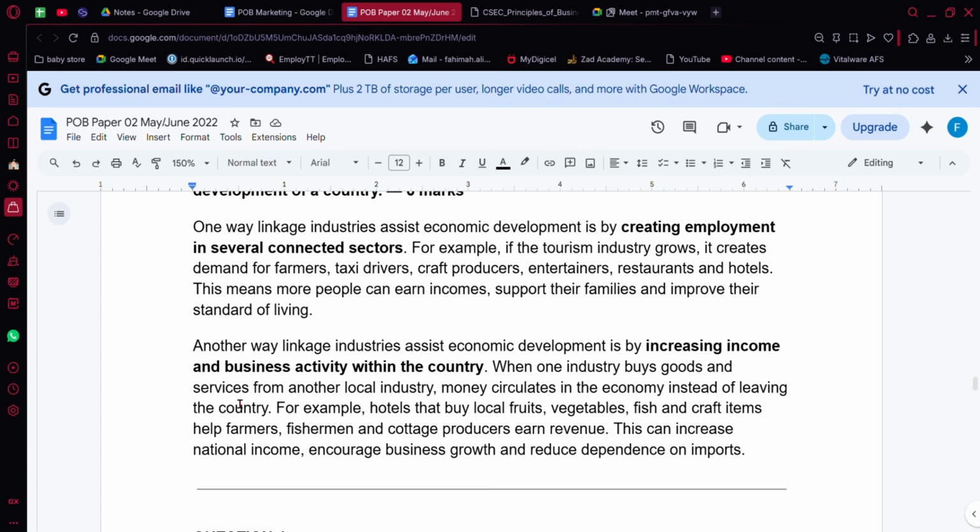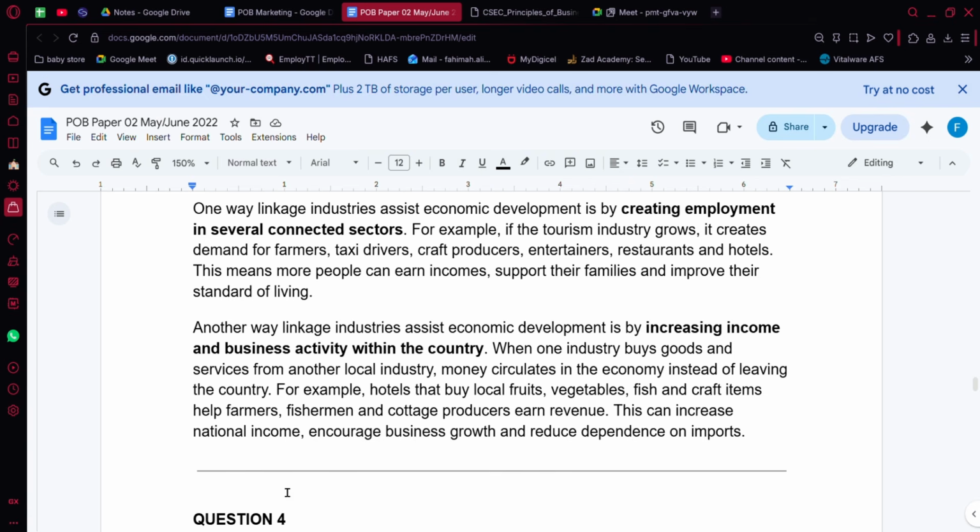Another way linkage industries assist economic development is by increasing income and business activity within the country. When one industry buys goods and services from another local industry, money circulates in the economy instead of leaving the country. For example, hotels that buy local fruits, vegetables, fish, and craft items help farmers, fishermen, and cottage producers earn revenue. This can increase national income, encourage business growth, and reduce dependence on imports.